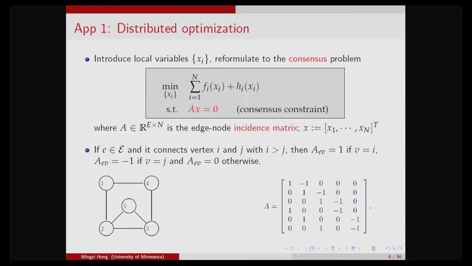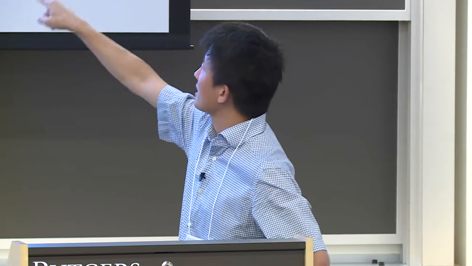For example, in this particular network, we have 5 nodes and 6 edges, and the incidence matrix looks like this. All right, so if node 1 and 2, sorry, the pointer doesn't work. If nodes 1 and 2 are connected, then in this graph, edge 1 connects node 1 and 2, so it's 1, minus 1. And 1 and 4 are connected, so this edge is called edge 4, connecting 1 and 4, so it's 1, minus 1, and so on. So you can verify that when Ax equals 0, 1 and 2 are the same, 2 and 3 are the same, and so on. So everyone's variable will be the same.